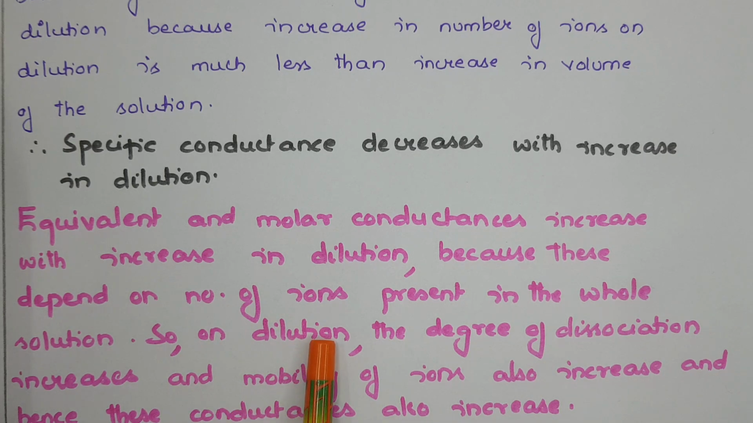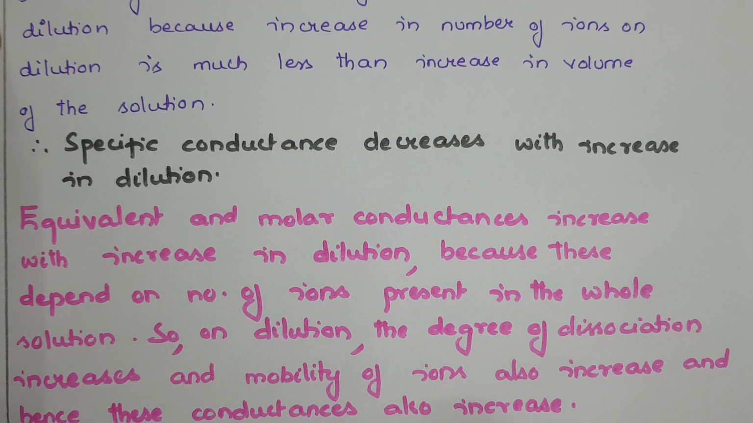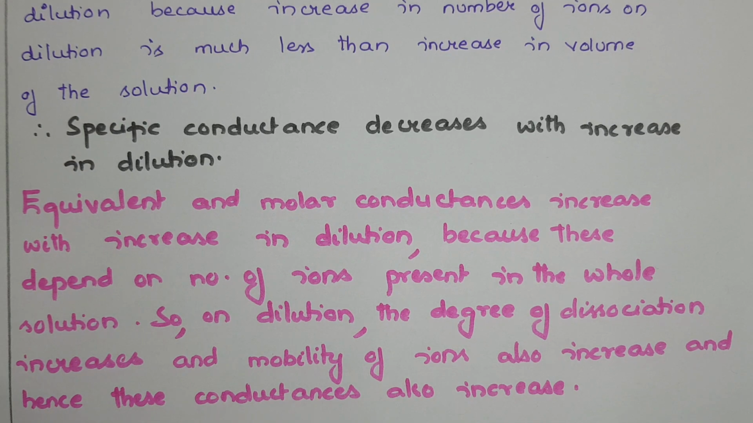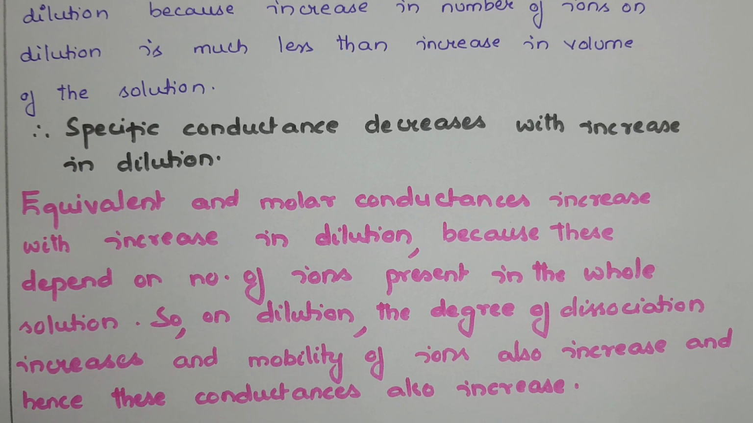So on dilution, what do we know? Degree of dissociation of the electrolyte increases and mobility of ions also increases. And therefore, the equivalent and molar conductance also increase. Okay, students, you understood the difference? Specific conductance and equivalent and molar conductances. So we are learning effect of dilution on conductance, right? So specific conductance, it is decreasing. Equivalent and molar conductances, these two are increasing on dilution.